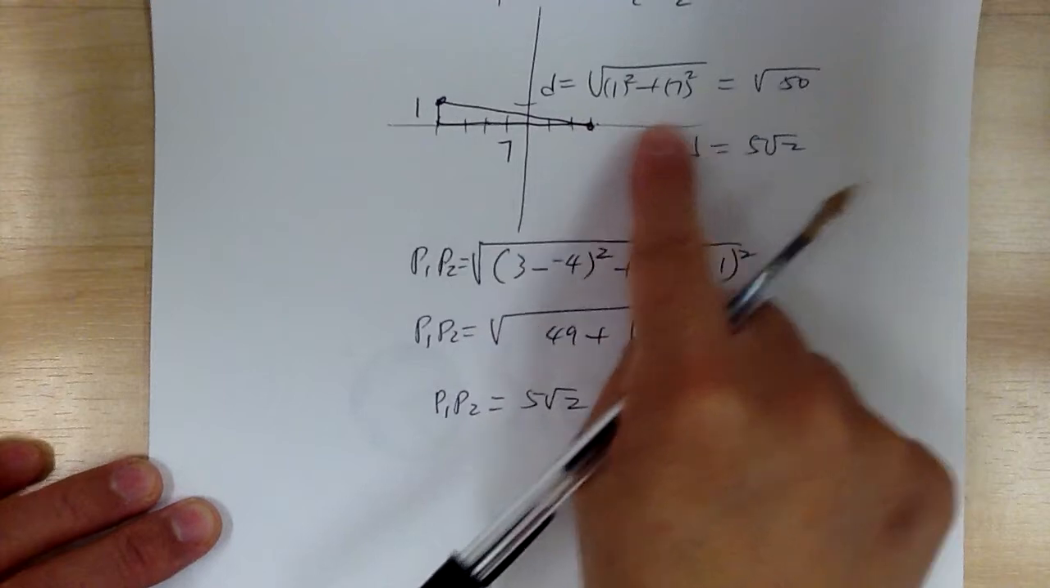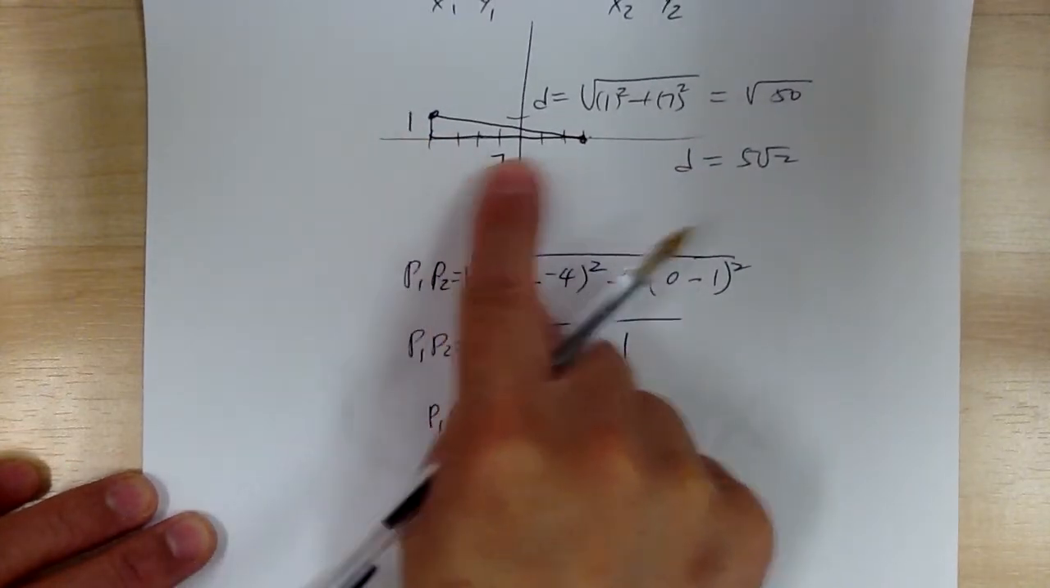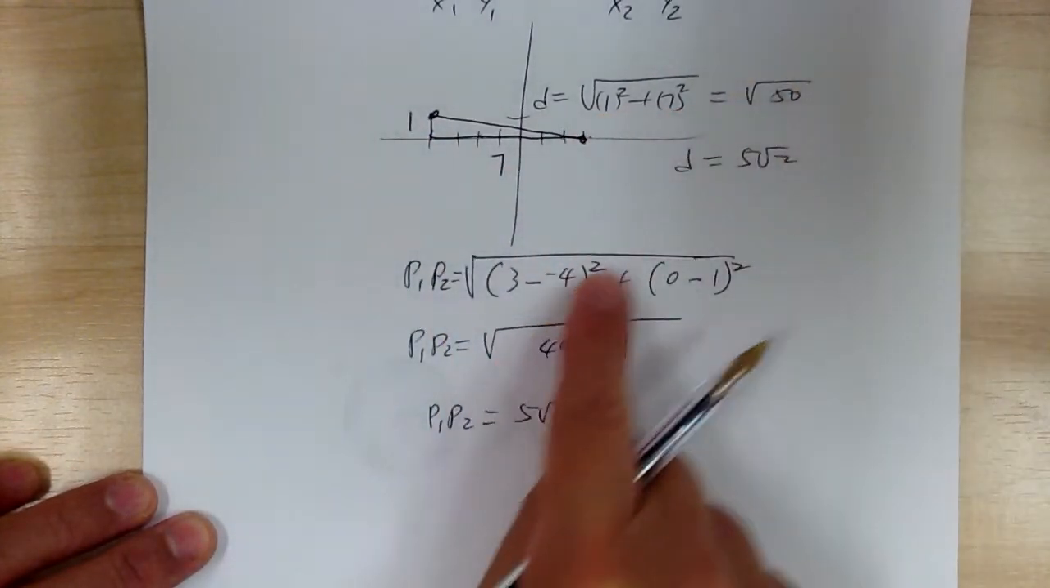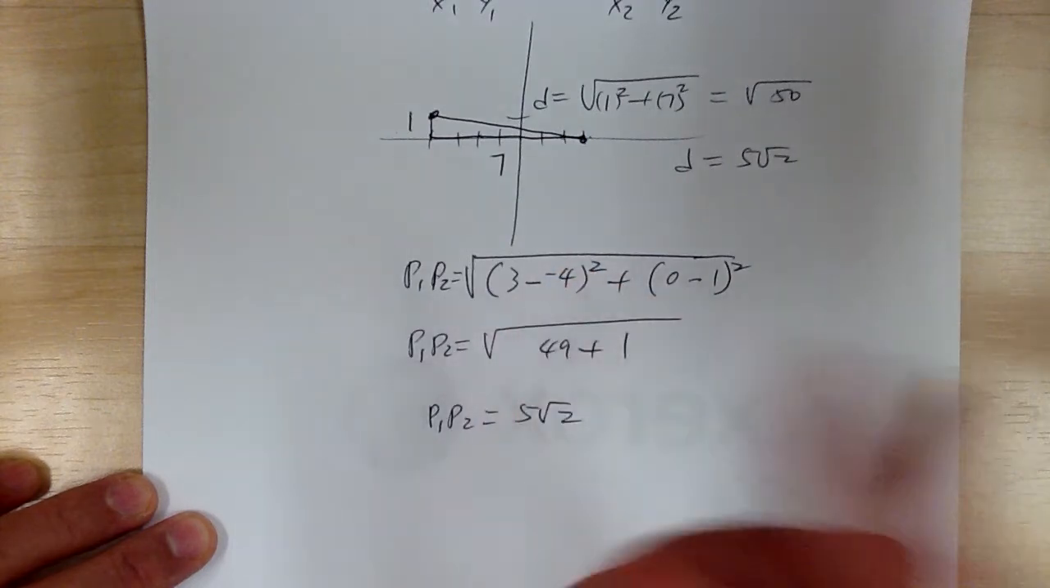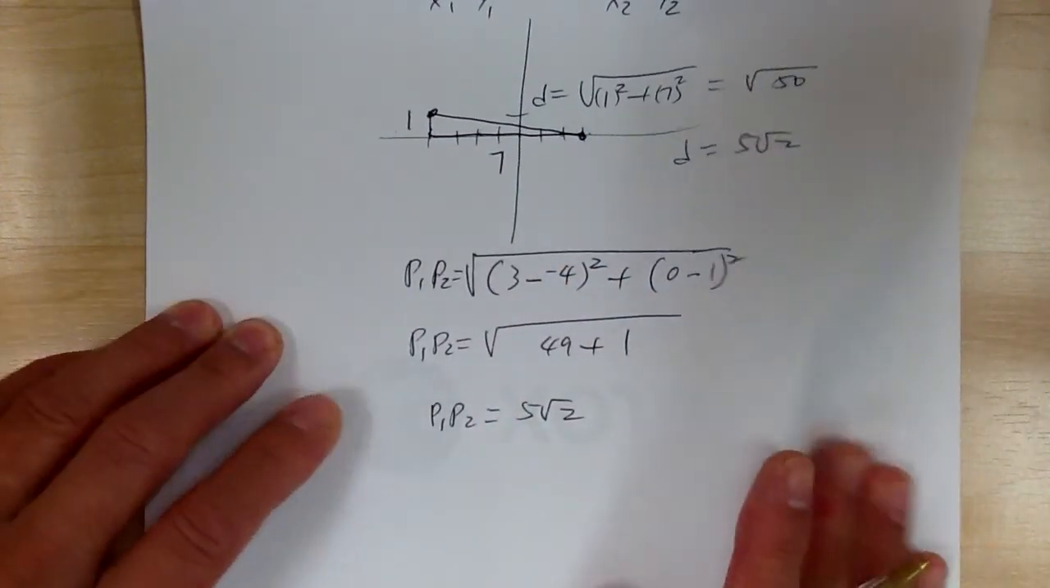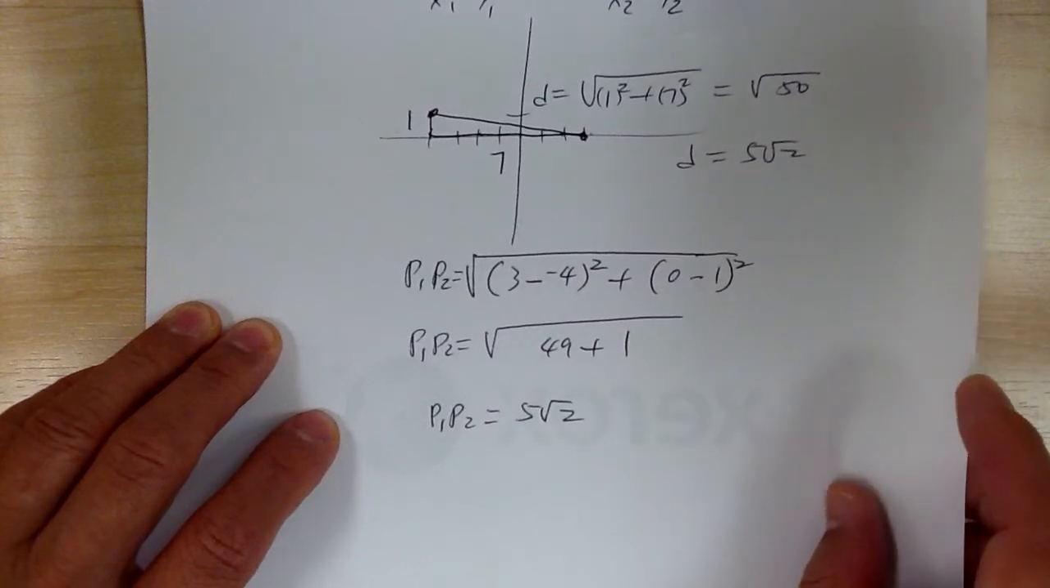So you can do either method. You can sketch it out and look at the graph and go 1, 7, then just a squared plus b squared, or you can go straight with your coordinates. Either way. Okay, now let's go to example 2.